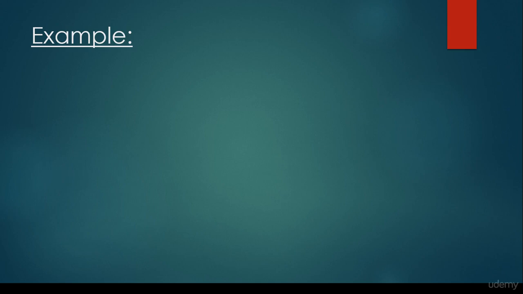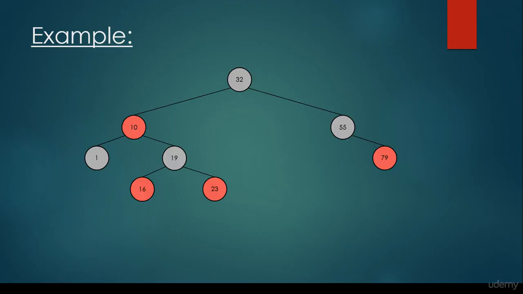Hi, in this video we are going to talk about another example for the red-black trees. So, let's suppose that we have a valid red-black tree with the root node 32. The root node has to be black. Every path from the root node to the leaf nodes has to contain the same amount of black nodes. And as you can see, every path contains exactly 2 black nodes.